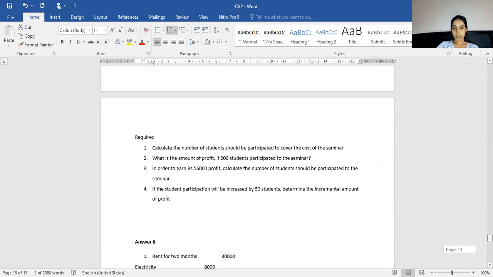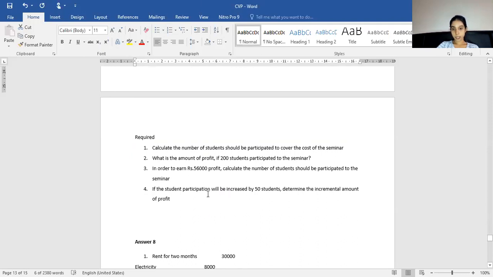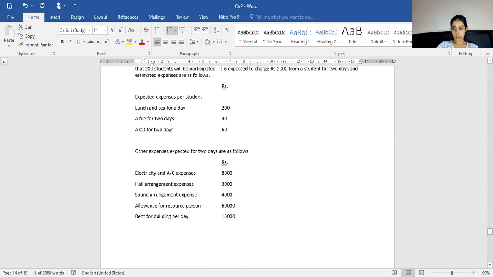And then the final requirement. If the student participation is increased by 50 students, determine the incremental amount of profit. Student participation in the question is given as 200. 200 students will be participating. In this part, they are telling us that it will be increased by 50 students. So the total expected number of participants would be 250. So what would be the incremental profit?